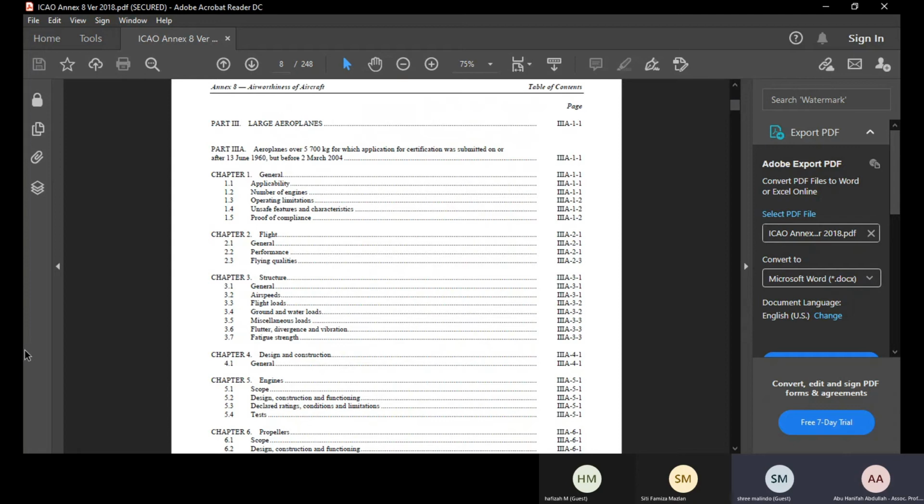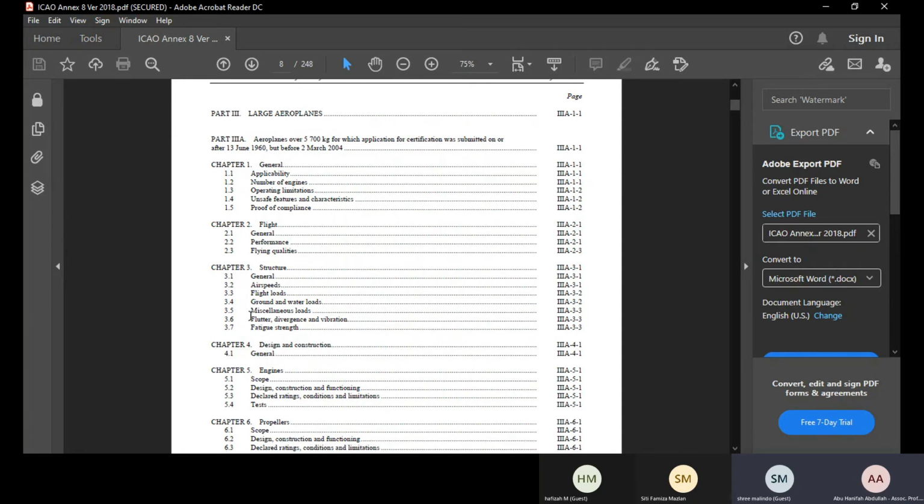Because someone somewhere will try to use this. But is it possible or not? Anyway, when you look at here, you have chapters. Chapter 1, general. Chapter 2, flight. Chapter 3, structure. Chapter 4, design and construction.